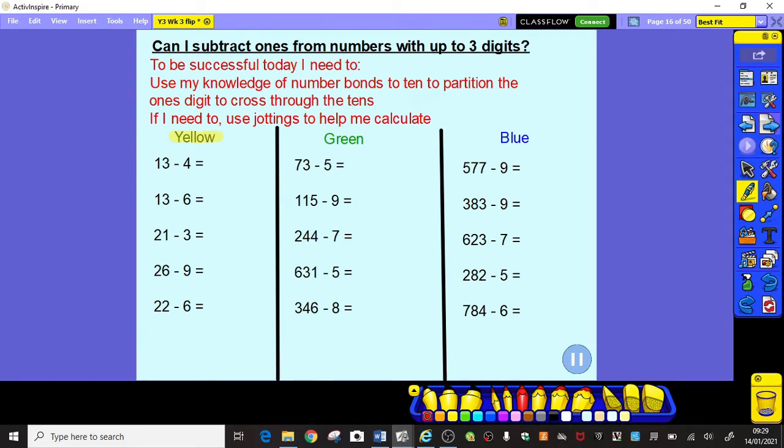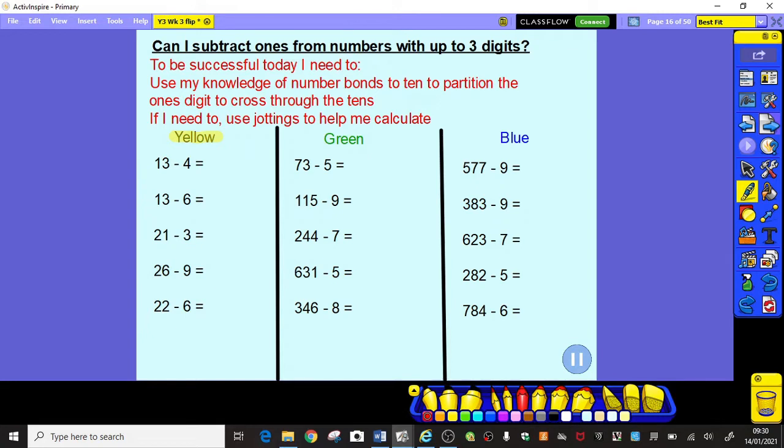Now today you're going to be needing to use your number bonds to 10 to partition the ones digit to cross back. Give yourselves about 5 minutes. We'll see how many of those questions you can answer today, and then we'll come back. If you need to, you can use some jottings to help you calculate.